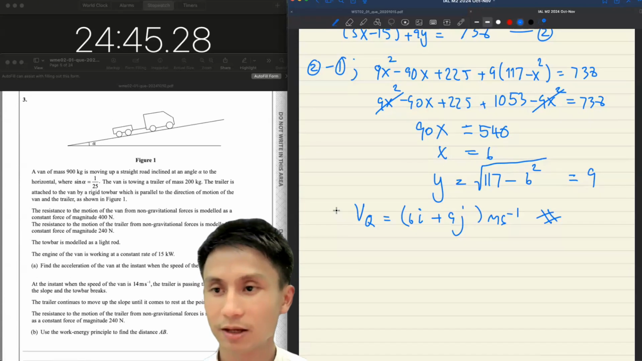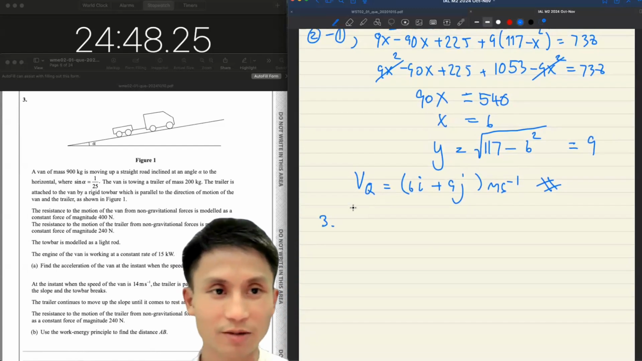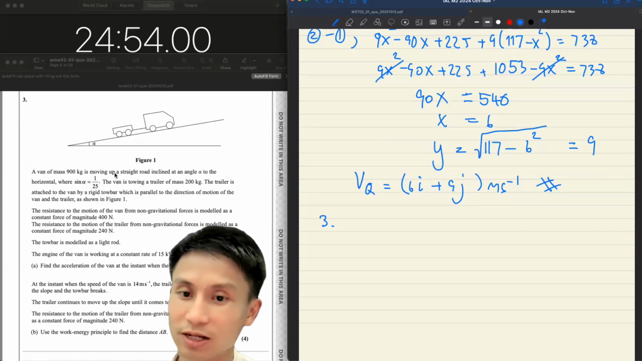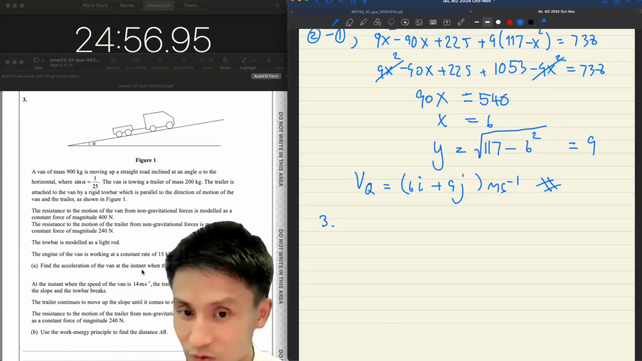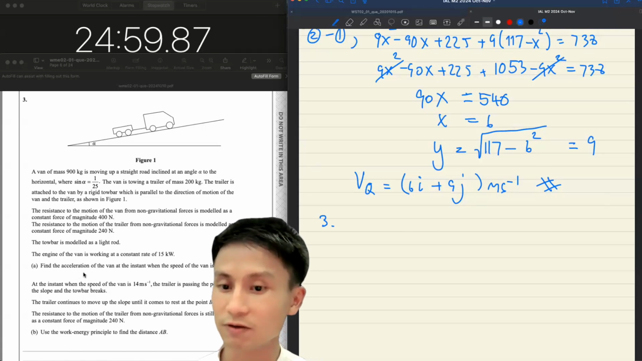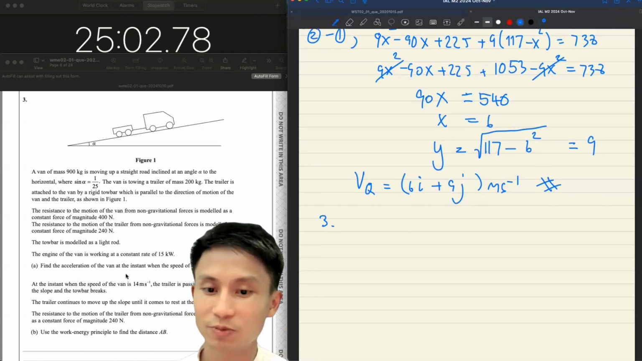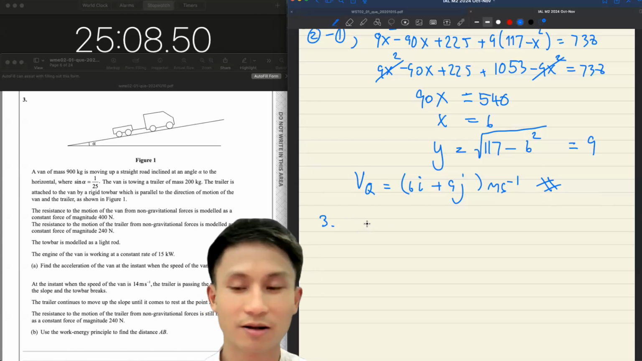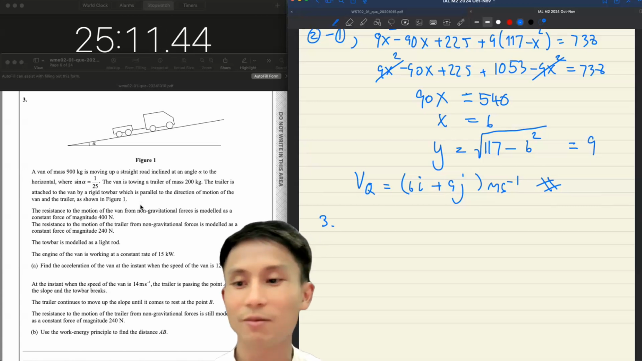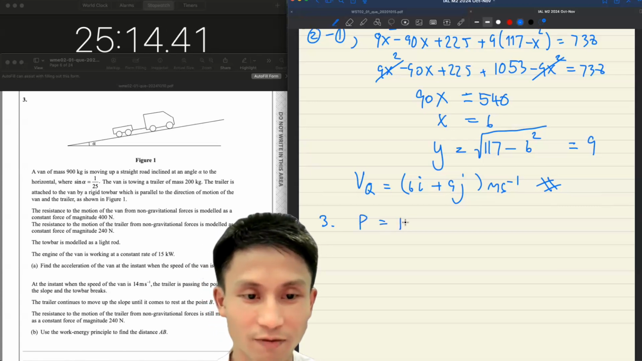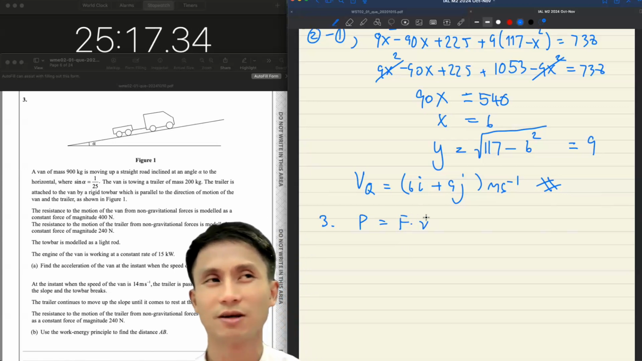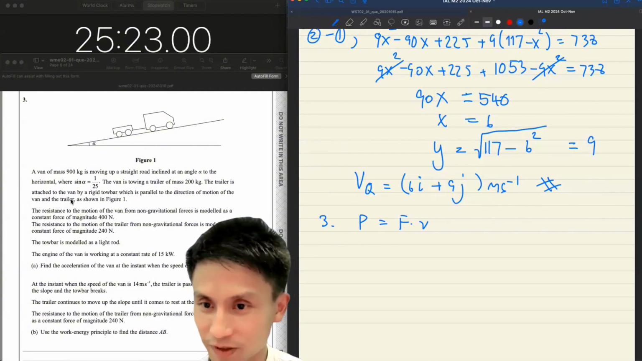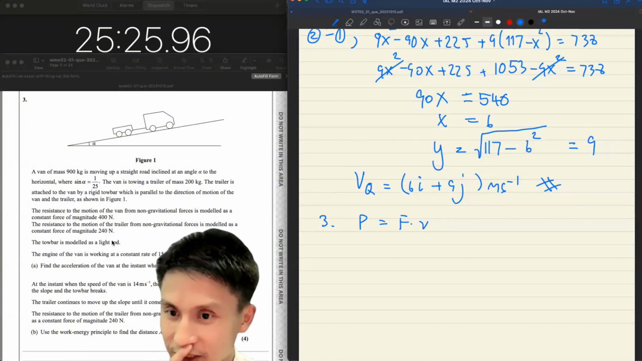Number 3 seems to be about energy and power, I guess. The van of mass 900 kilograms is moving up a straight road inclined at an angle alpha, and so on. I'm just going to read the first part here. A, find the acceleration of the van at the instant when the speed of the van is 12. So guys, the main equation we use in power when climbing up a ramp is power equals F times the speed, because it's constant. We have the resistance and so on.